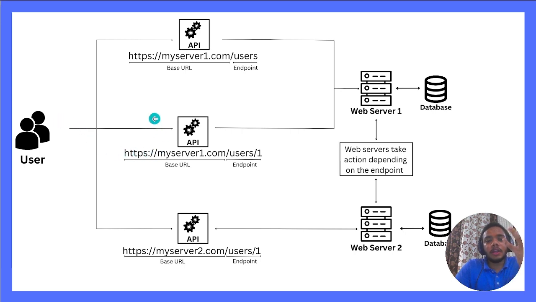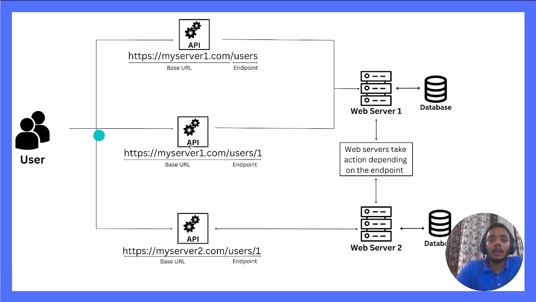Now, another point is, maybe there are some more things that you need to specify while providing an endpoint. Like here, it is specifying that I need users, the first user in web server 1. Okay. So now it will get the first user out of it and provide the response to the user.